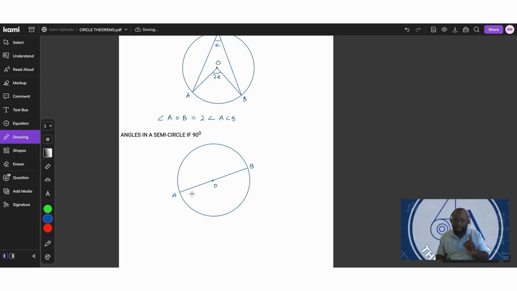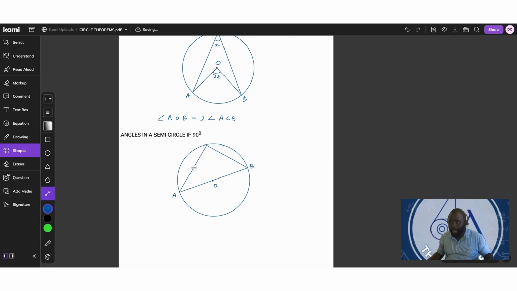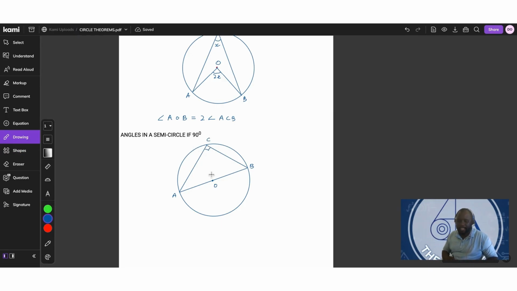Now, if a line AB passes through the center, then any angle it forms with the circumference is 90 degrees. And this is one of the easiest ones to identify. I just need to identify the diameter, and then if I have identified the diameter, I can identify that this angle is 90. Therefore, angle ACB will be 90 degrees. So that is the second one.